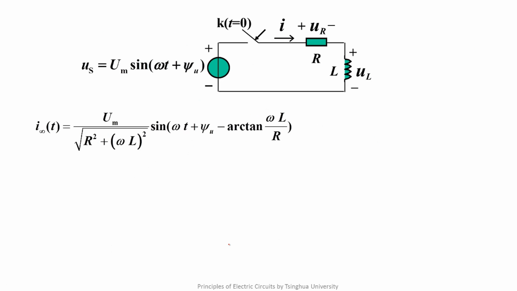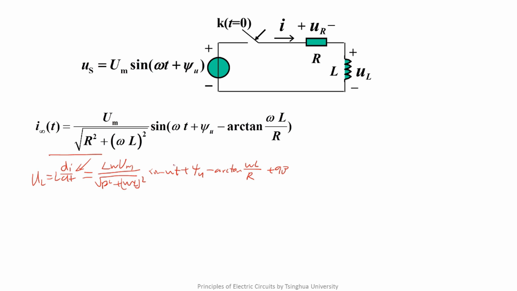After that, we can get the steady-state solution of uL. For uL equals L times di over dt, we can substitute the expression of the current into it and get that L omega times Um over the square root of R squared plus omega L squared times sine(omega t plus psi u minus arctangent omega L over R plus 90 degrees). It should be a cosine here after the differential, and we express it as a sine for uniformity by adding 90 degrees.